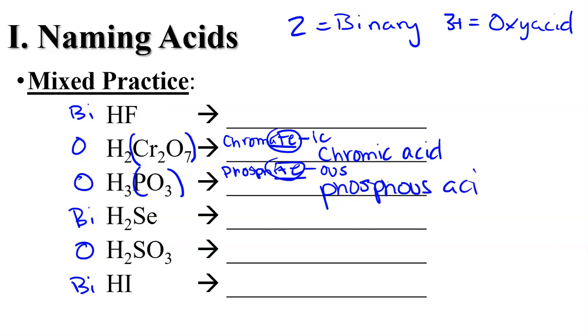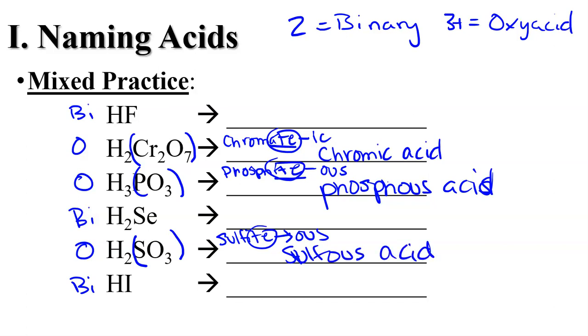Phosphorus acid. All right, next one that we said was oxy, SO3 down here. So SO3 is going to be sulfite. Got to change that ITE to OUS. Remember that bite is delicious. So sulfurous acid is that one. All right, let's move on to the binary ones.